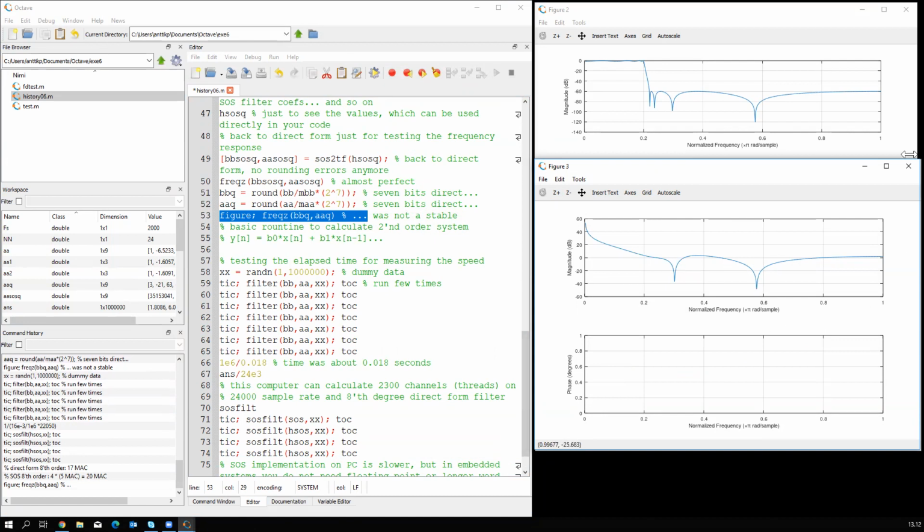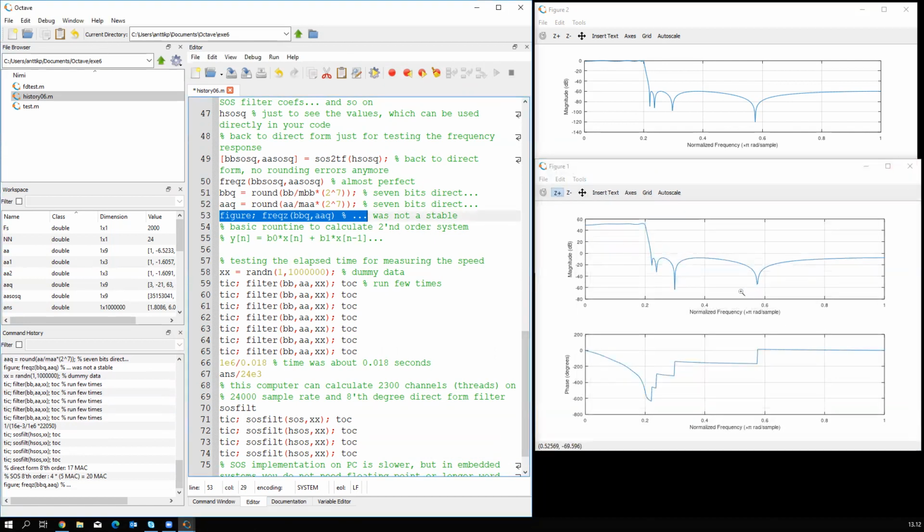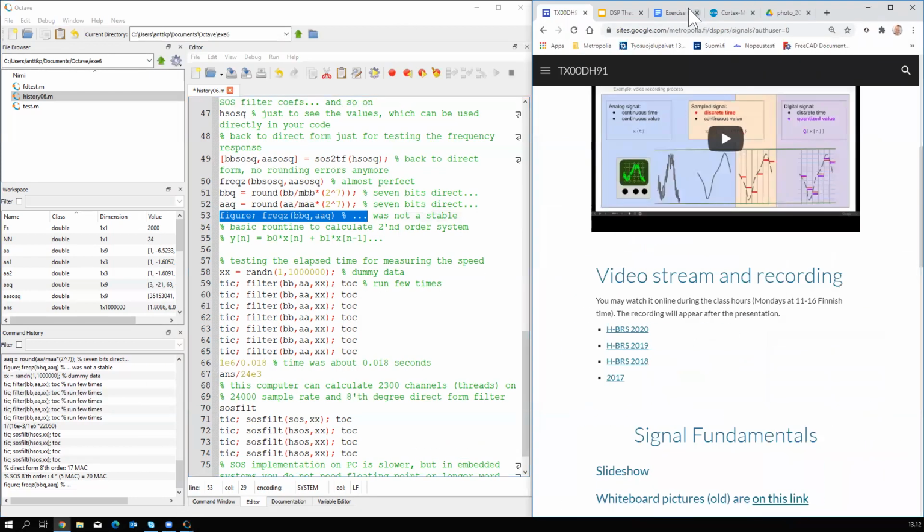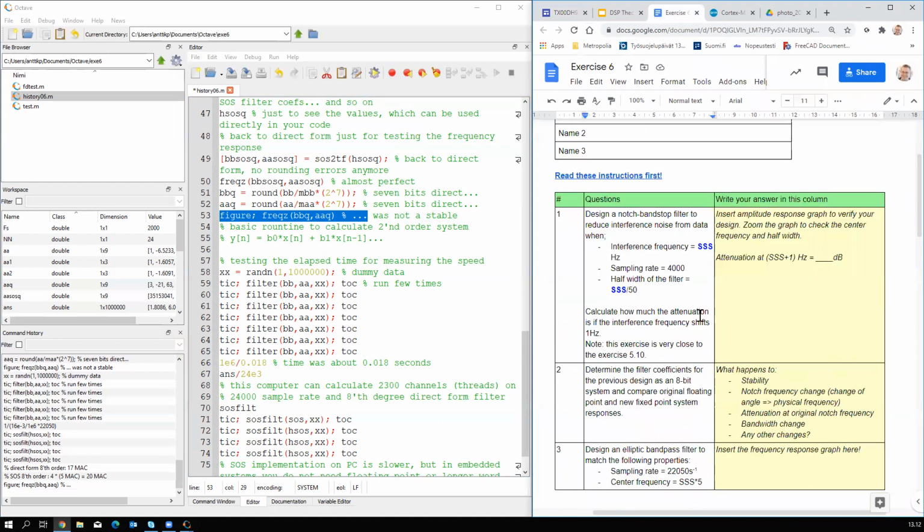So that was the embedded systems tutorial for the exercise. You should now be able to do, well, the first one, and the stop notch filter.